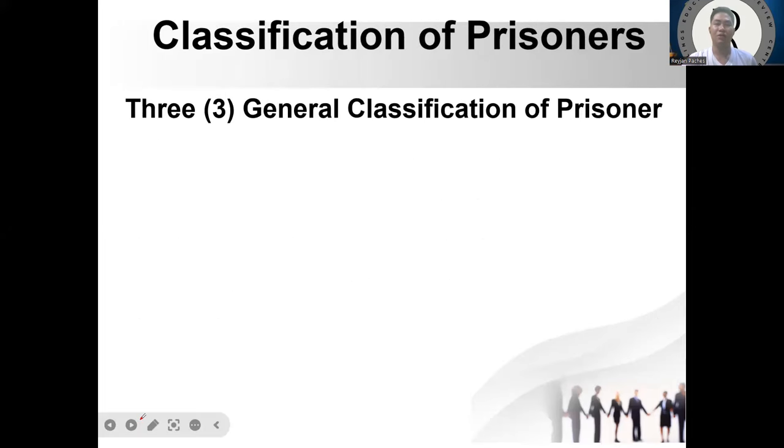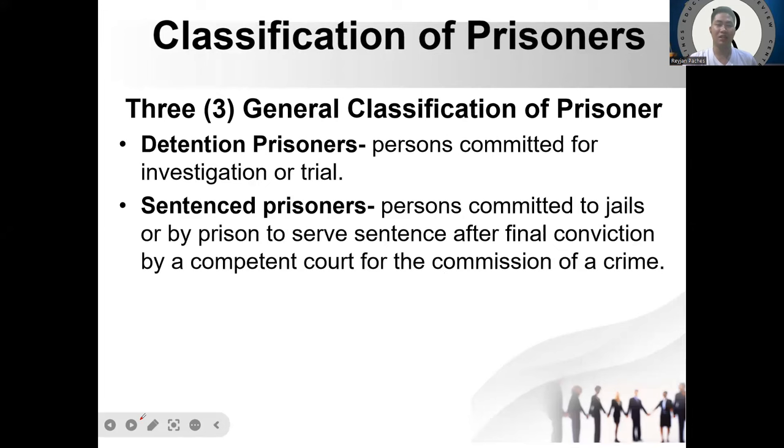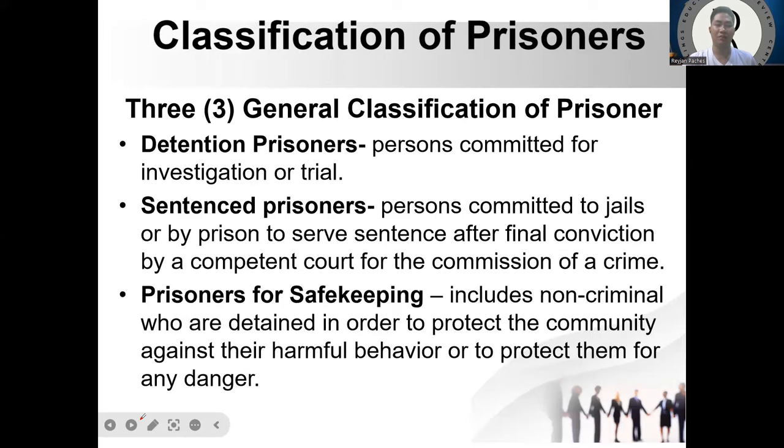Okay, next. So we have the classification of prisoners class. We have the detention prisoners. We have the sentence prisoners. And of course, we have the prisoners for safekeeping.